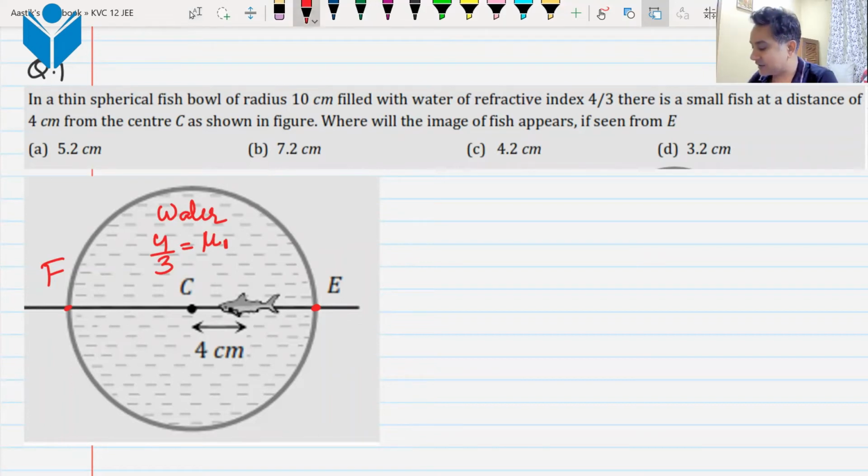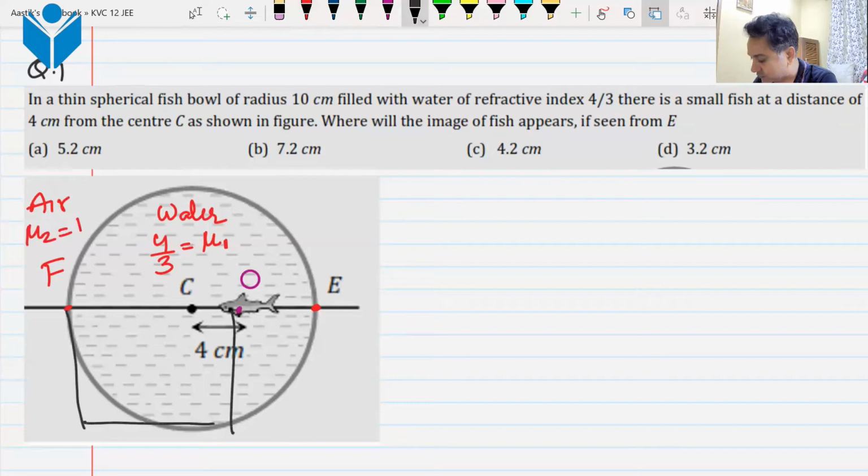Let us start. This is the object. Object is placed in water, so mu1 is still 4/3. The other side is air, so my mu2 is 1. Do we understand this? Yes, sir. Now I have to find out the object distance. The object distance is now this one. How much is that?